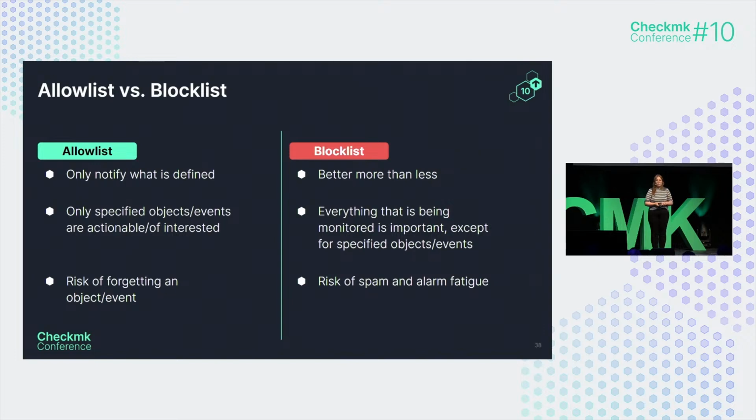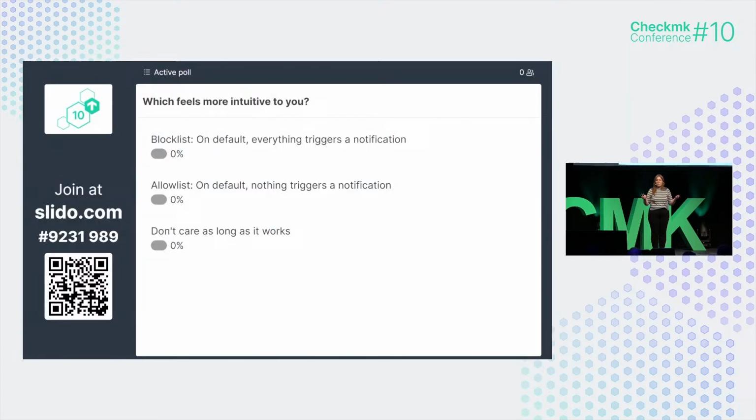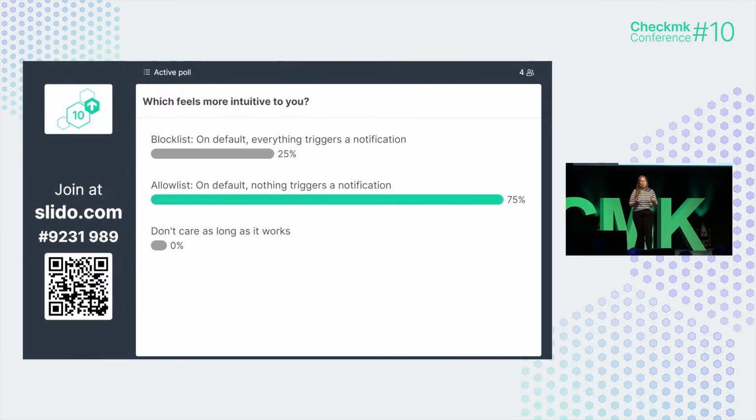So take a close look at those two approaches. And I want to know from you now, what do you think? I mean, it's just a brief overview, but what feels more intuitive to you? A blocklist or an allowlist notification approach? And I'm actually quite surprised that it's such a clear result so far. And I do also get the 14% who don't really care about it and just want to have it work.